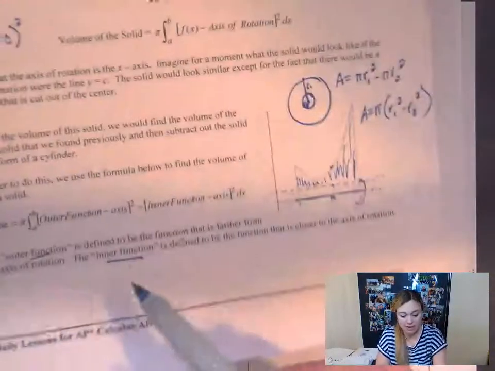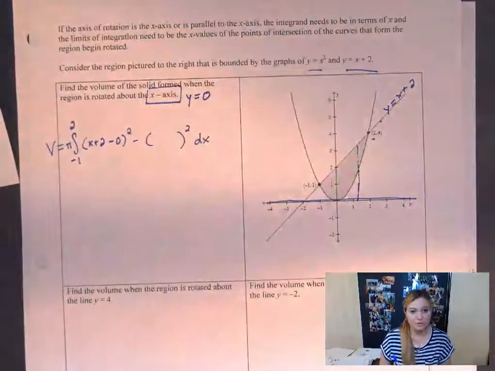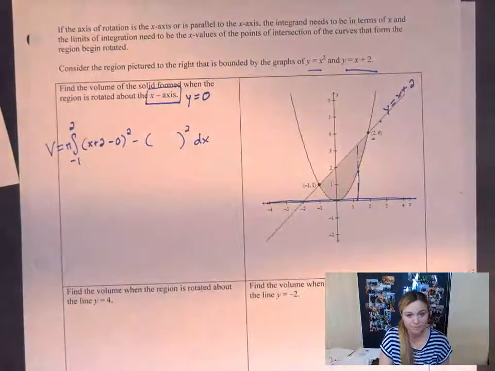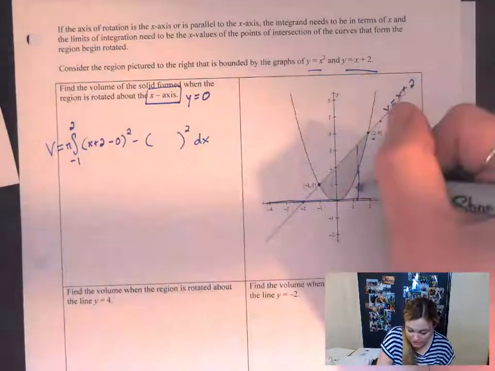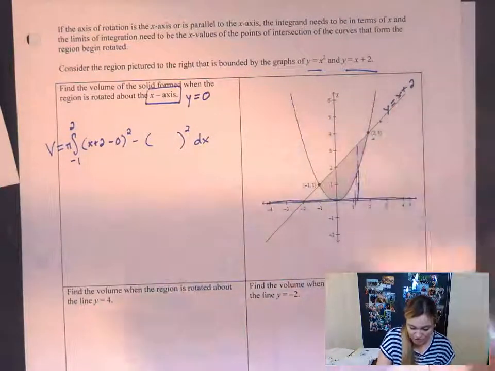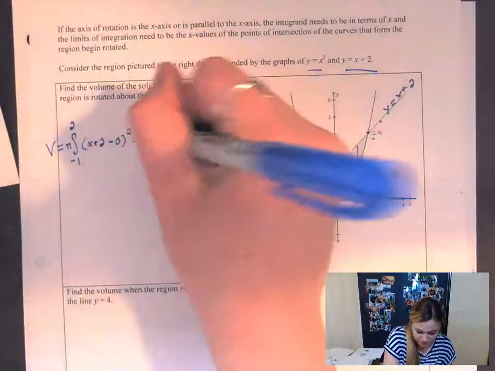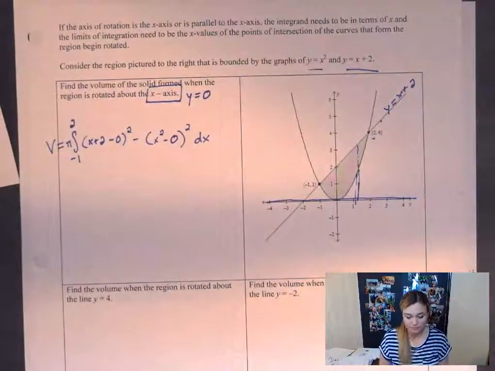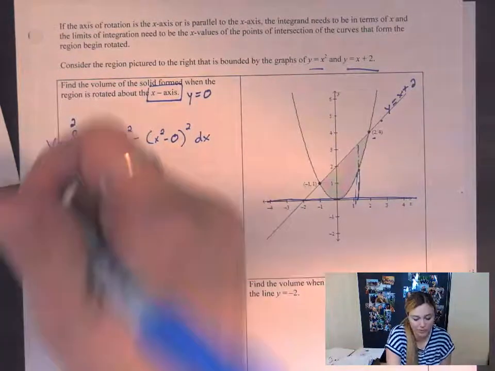Remember we said minus the axis of rotation, which is y equals 0. You don't have to put the y's in here. It's just x plus 2 minus 0. So this is my bigger radius minus my smaller radius, which would be my inner function, in this case x squared, minus my axis of rotation, which in this case is y equals 0. And now, this is old news. We can just solve this.